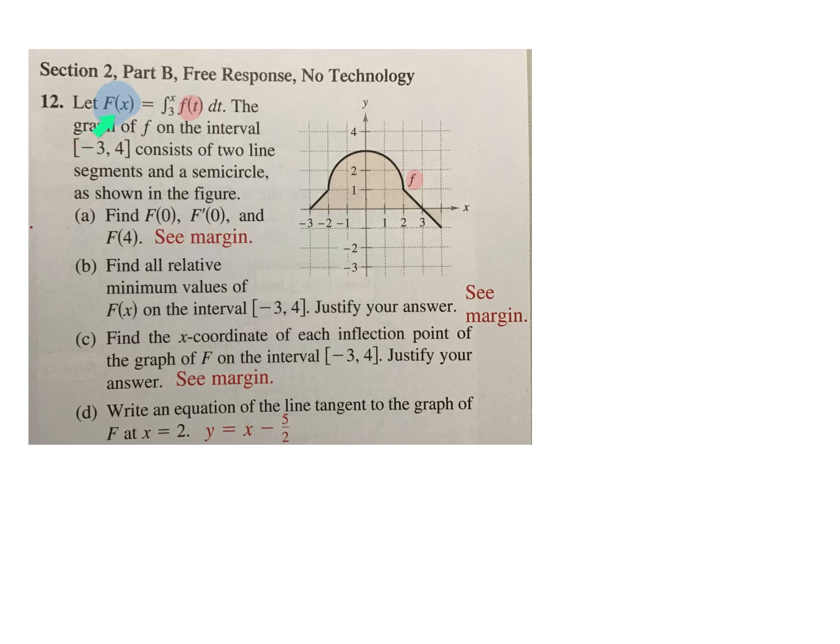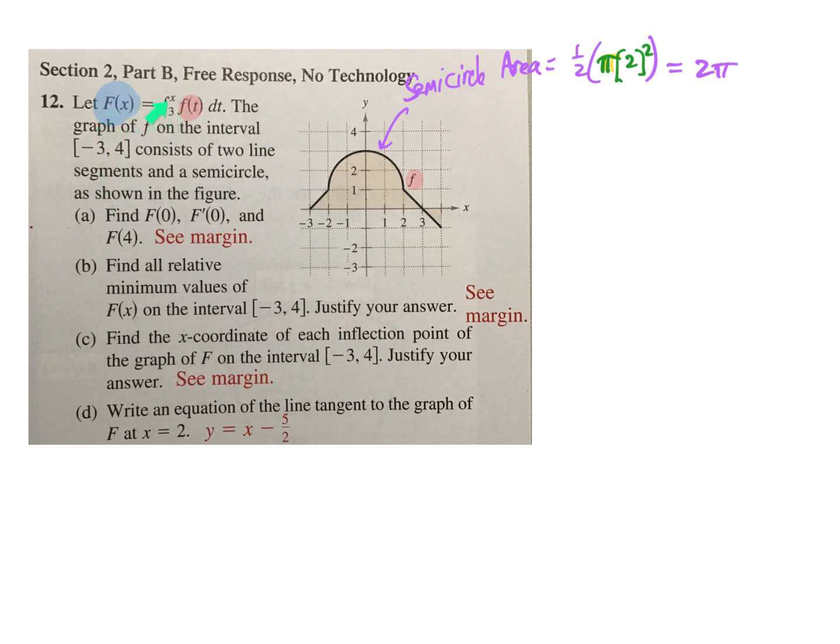So number 12, big F is the area under the curve of the function little f as you go from 3 to x. The area of the semicircle is 1/2 times pi radius squared, which is 2 pi, and each of these little triangles is 1/2 of a square unit. All right, part A, find big F of 0, which is the area under the curve if we go from 3 to 0.